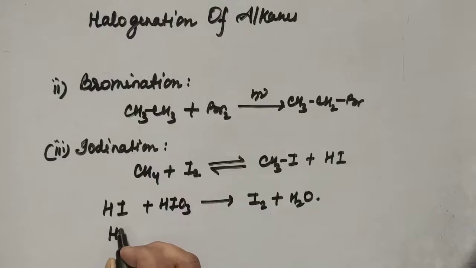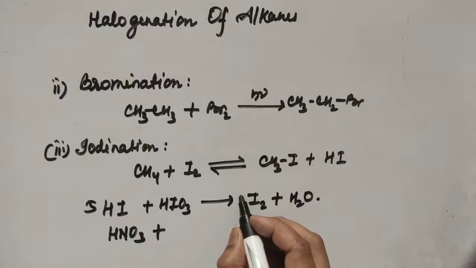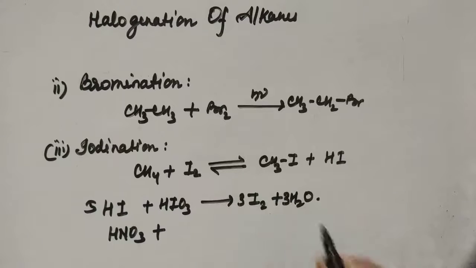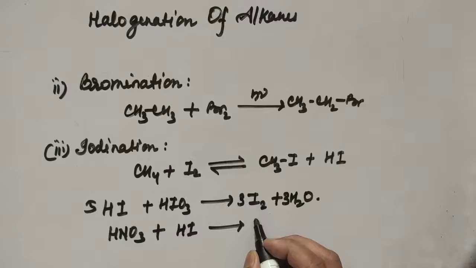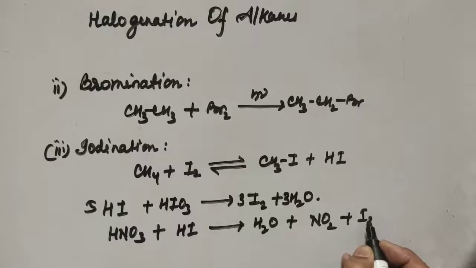Similarly, HNO3. How does HNO3 help? The reaction must be balanced, no? So this must be 5 HI and there is 3 H2. Here HNO3 also reacts with hydrogen iodide, and H2O, NO2 and I2 are formed. Again HI is reduced to I2, making it unavailable to react with this methyl iodide. Let's balance the reaction.